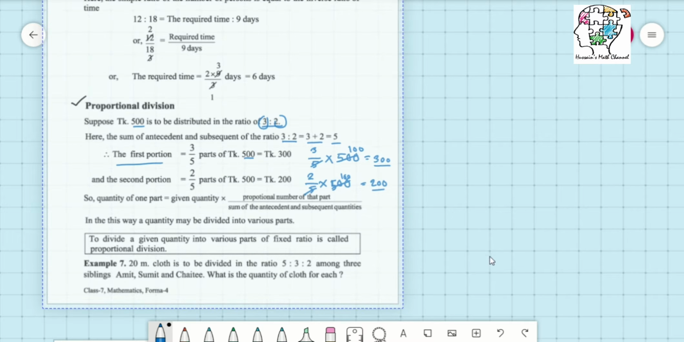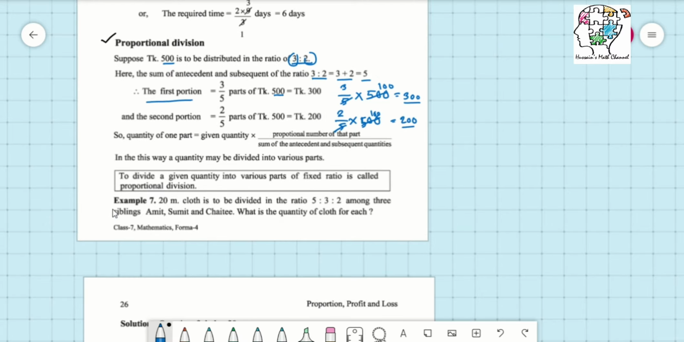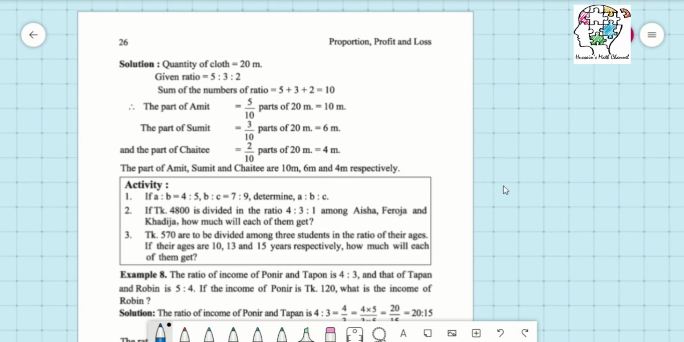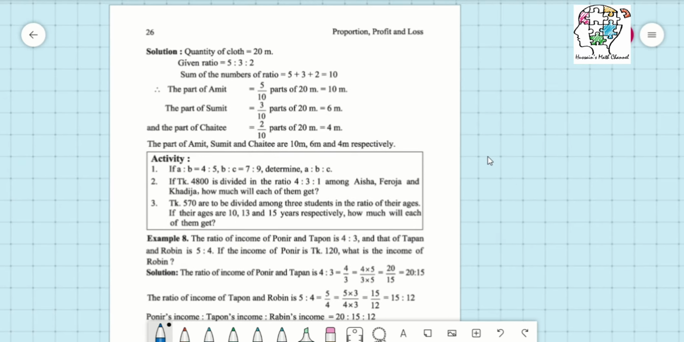Example number 7. In the bottom part of this page, you will get example number 7. 20-meter cloth is to be divided in the ratio of 5:3:2 among 3 siblings, Amit, Shumit and Choiti. What is the quantity of cloth for each? So how can we solve that? If you see the book carefully, at first we will write the quantity of cloth and then write the given ratio, and also the sum of the numbers of the ratio. That means 5 plus 3 plus 2, that is 10.